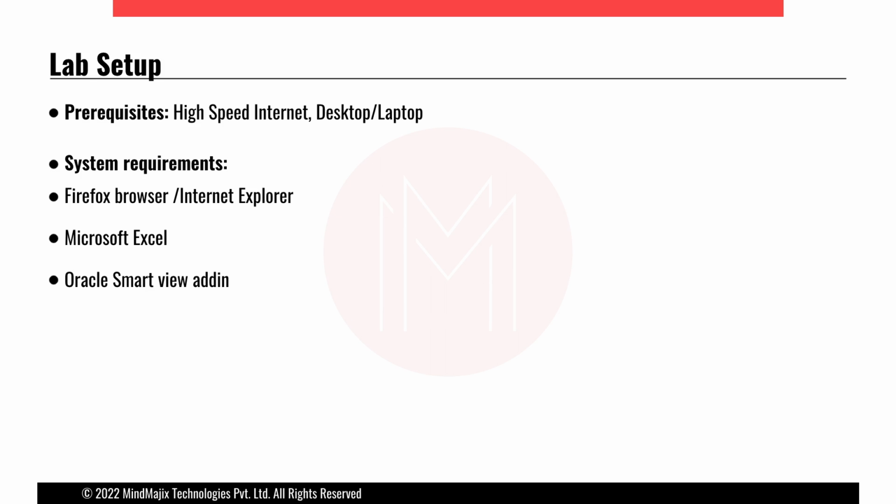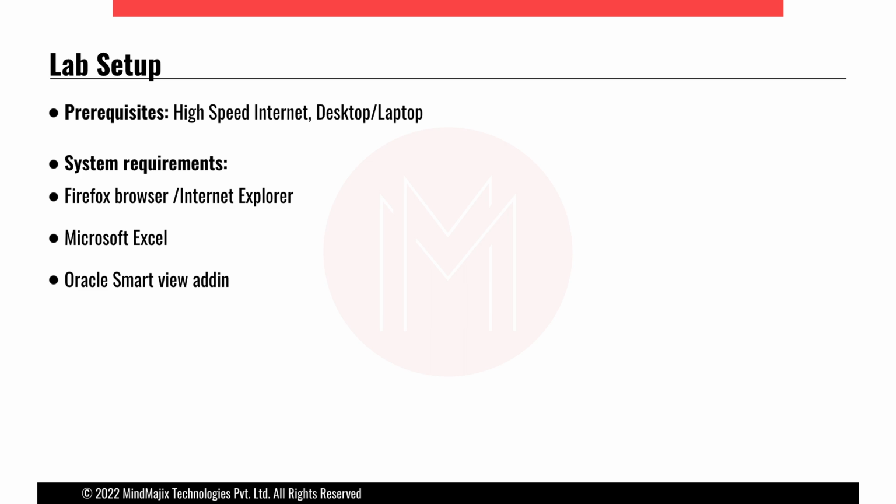Okay, so for the lab setup, what you need is good high-speed internet and a desktop or a laptop. Anything is fine. And for the system requirements, you need a Firefox browser or Internet Explorer. Both are fine. And then you need Microsoft Excel installed in your laptop. And the third software is the Oracle SmartView add-in. In the later part of training, I will give you a link where you can download and install this software. It is installed inside Excel, and that is how you can connect to Hyperion planning.